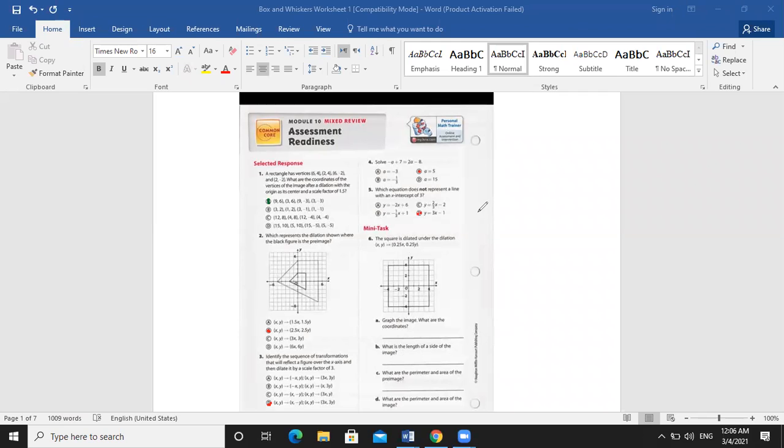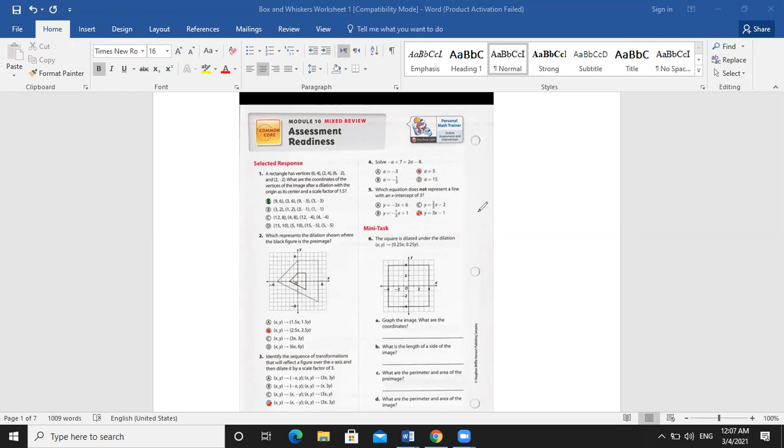What are the coordinates for the new square? Is there anyone who can calculate it quickly? Negative 1 and 1. I would say the answer quickly before the meeting ends: negative 1 and 1, 1 and 1, 1 and negative 1, negative 1 and negative 1.